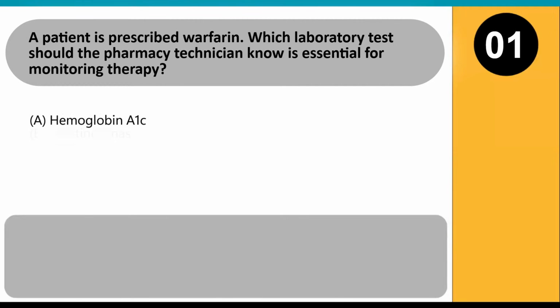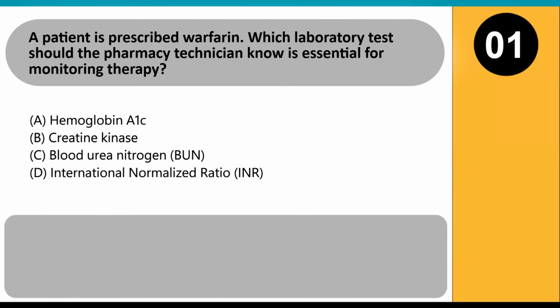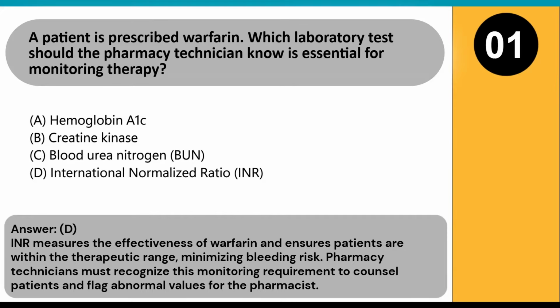A patient is prescribed warfarin. Which laboratory test should the pharmacy technician know is essential for monitoring therapy? A. Hemoglobin A1C. B. Creatine kinase. C. Blood urea nitrogen, BUN. D. International Normalized Ratio, INR. Answer, D. INR measures the effectiveness of warfarin and ensures patients are within the therapeutic range, minimizing bleeding risk.